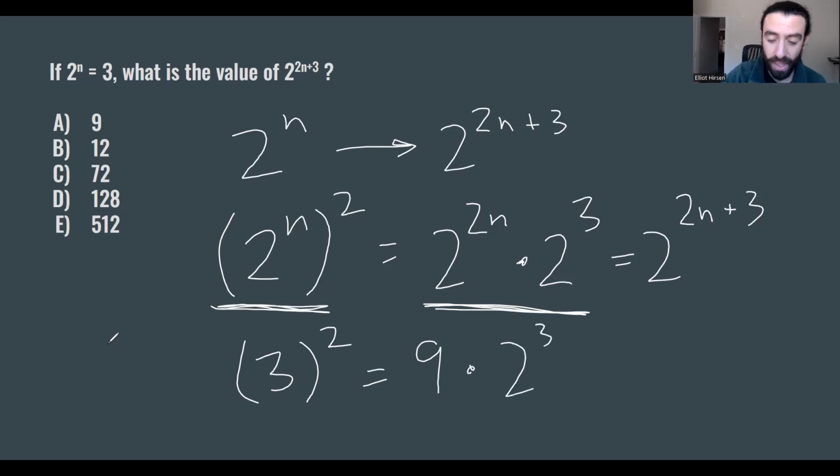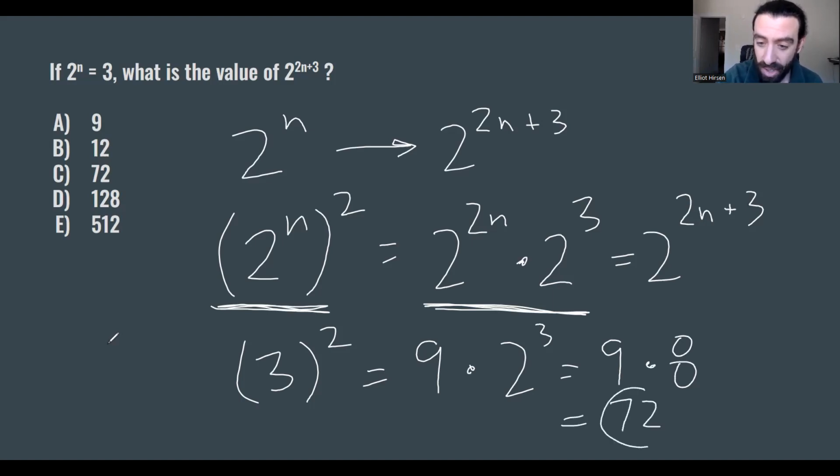Same math that we have from the line above, just substituting the 3 in for the 2 to the n. And 2 to the third, you should know at least your little powers of 2, it's worth it. Otherwise, we know 2 to the third means multiplying three 2s. 2 times 2 times 2 is 8. Great job. And 9 times 8 makes 72. So 2 to the 2n plus 3, that value is 72. And we're done. Answer choice C is correct.